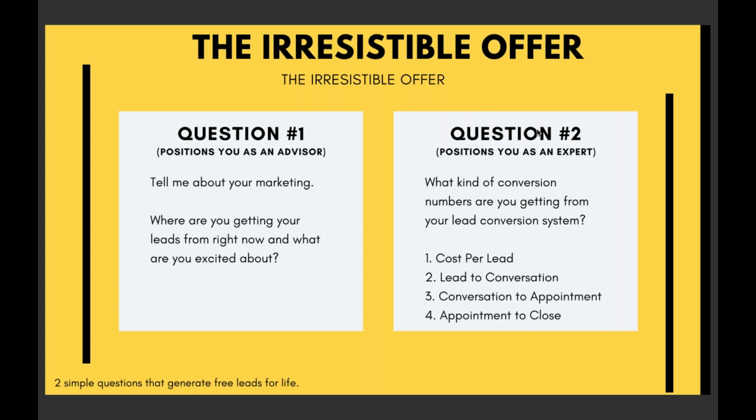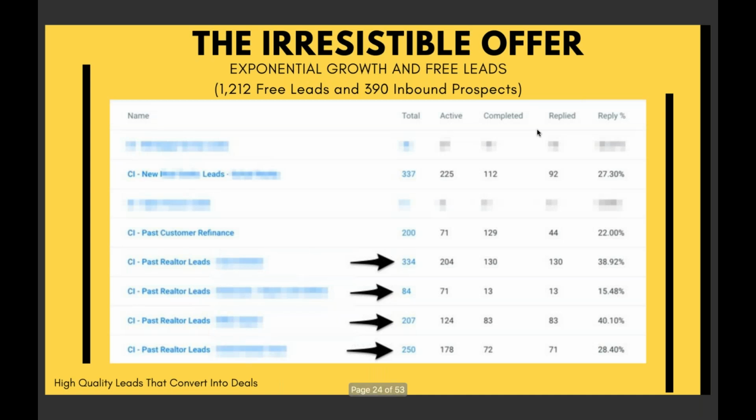If you get somebody that's very sophisticated, you can ask them, what's your cost per lead? What's your lead to conversation? What's your conversation to appointment? And what's your appointment to close? Because even top producers don't know what those numbers are. If they do, because you've asked the question, you've immediately positioned yourself as an advisor and an authority, and they know, hey, this person can help me do a better job with my funnel.